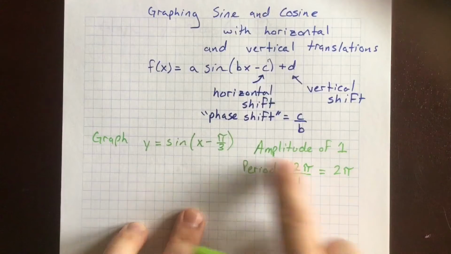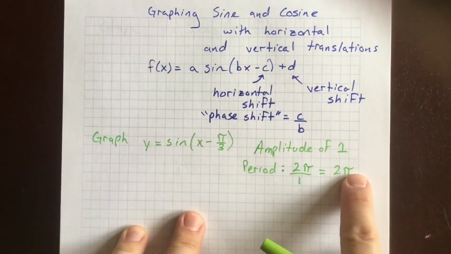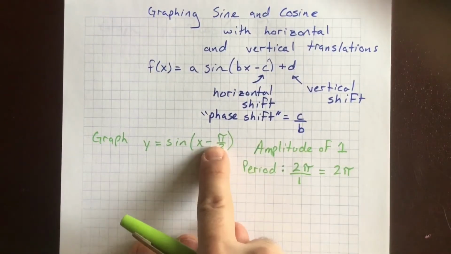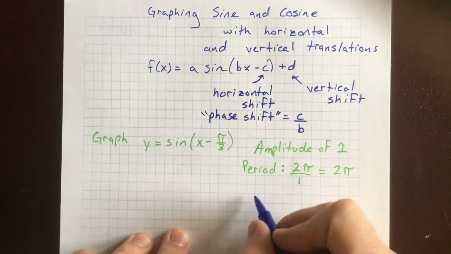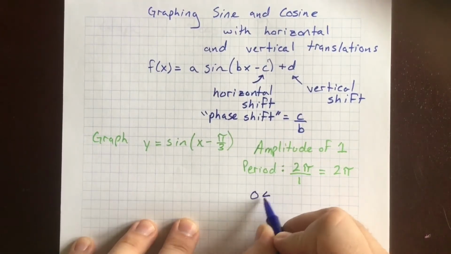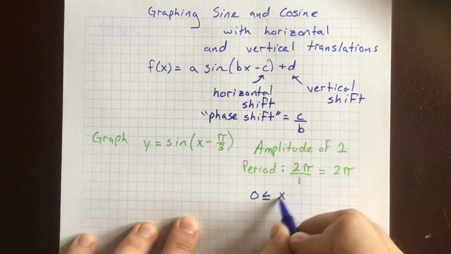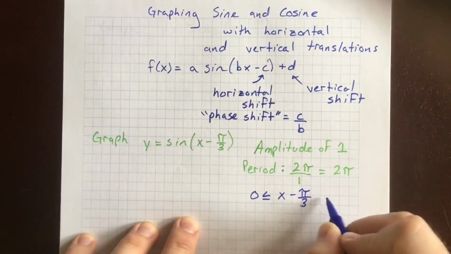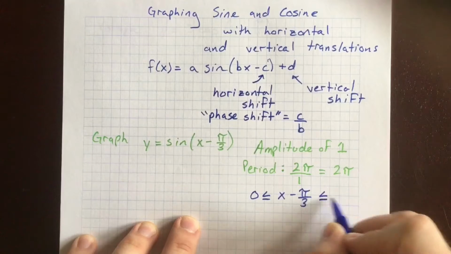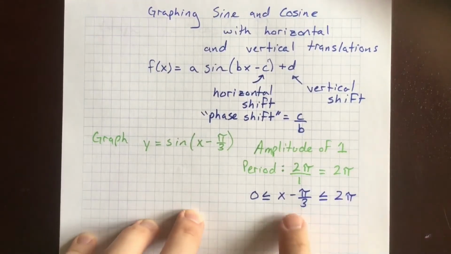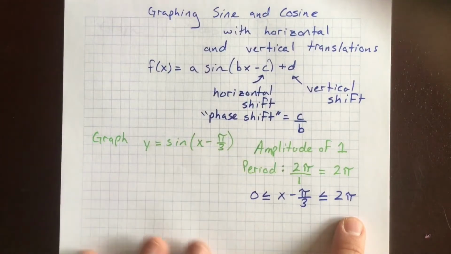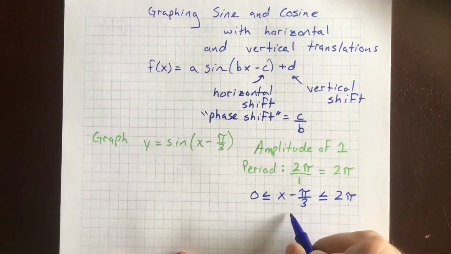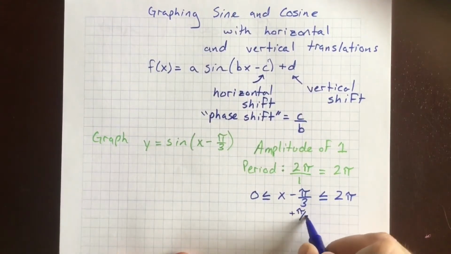We knew previously that it was from 0 to 2 pi. So we're going to place this in between 0 and 2 pi. It's going to look like 0 less than or equal to x minus pi over 3, and then less than or equal to 2 pi. So we're going to place whatever we have here in between 0 and 2 pi, and we have an inequality we're going to solve for. So I'm going to add pi over 3 to both sides.